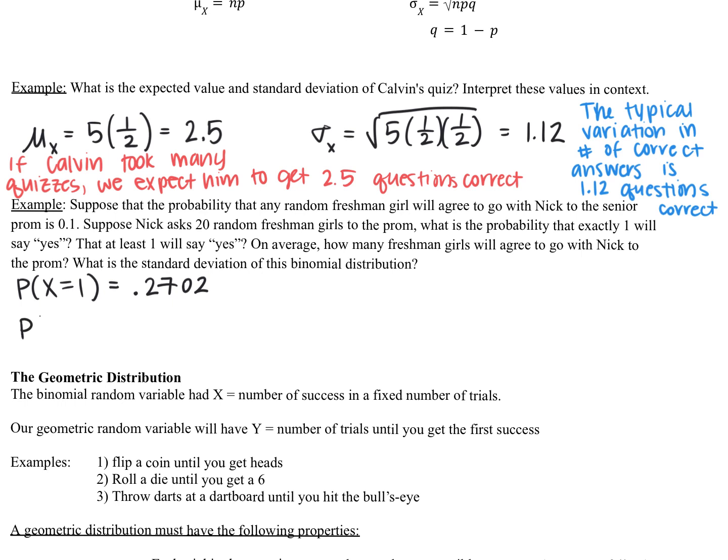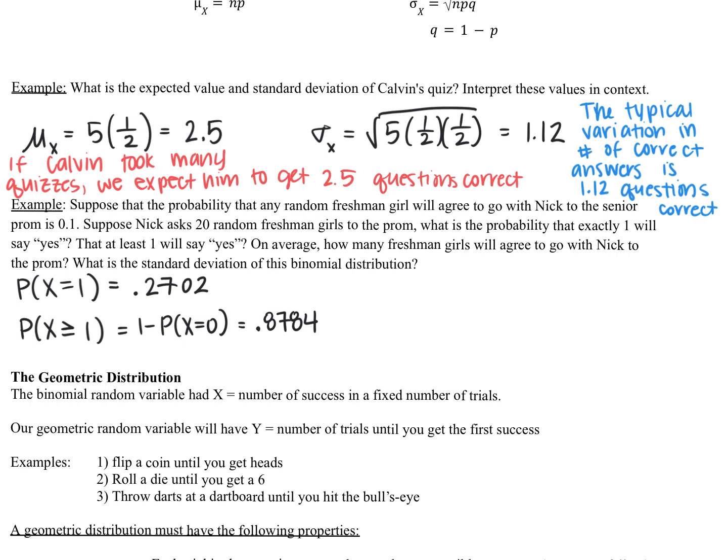The probability that at least 1 will say yes, so the probability x is greater than or equal to 1, that's 1 minus the probability that x equals 0. So in this case, I'm going to do binom PDF again, but this time my x value is going to be 0, and I'm going to do 1 minus that, and we're going to get 0.8784. So there's a very high chance that at least one of them will say yes to him.